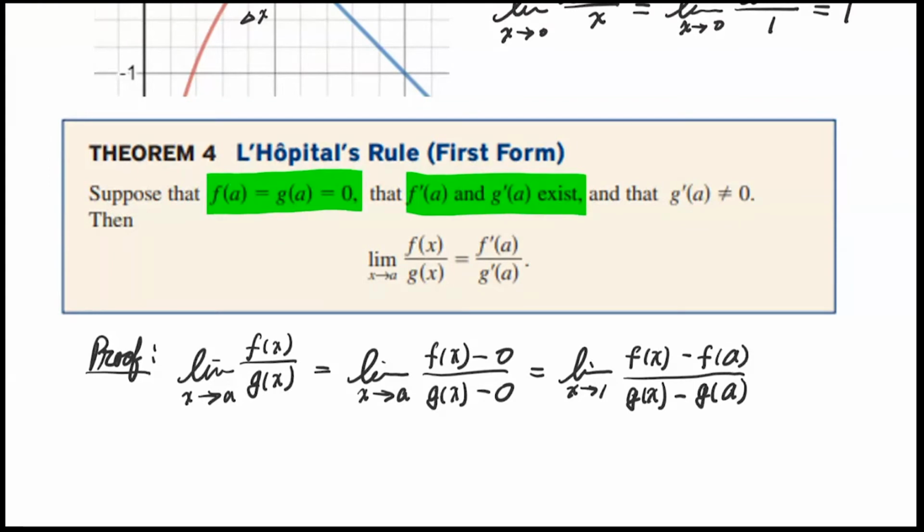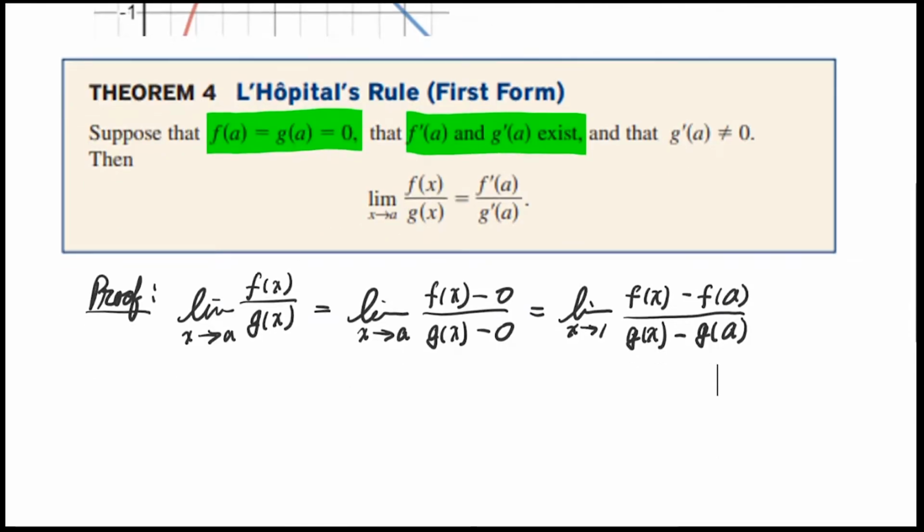Why is that true? Somebody please tell me why you get this. Why is this thing equal to that thing? Because f(a) equals g(a) equals 0. They are both zeros. That's what I have to use this given for at some point, and this is the key point which makes this proof work. Therefore, this is the condition for L'Hopital's rule.